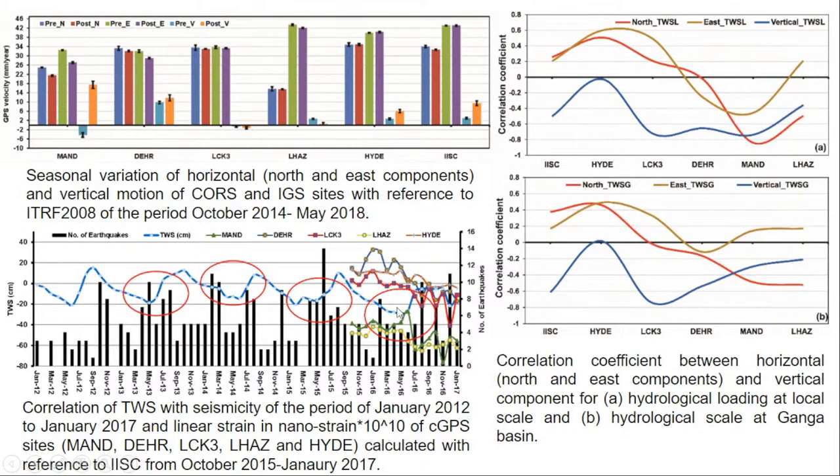And this is the correlation coefficient between terrestrial water storage and the different geodetic components: north component, east component, and vertical component. So we can conclude that Mandal has more influence due to hydrological loading than the other stations. That is why this graph is coming down, and it has the maximum correlation at Mandal station. So we can see the maximum reverse correlation at Mandal station, with both local and Ganga basin hydrological loading.